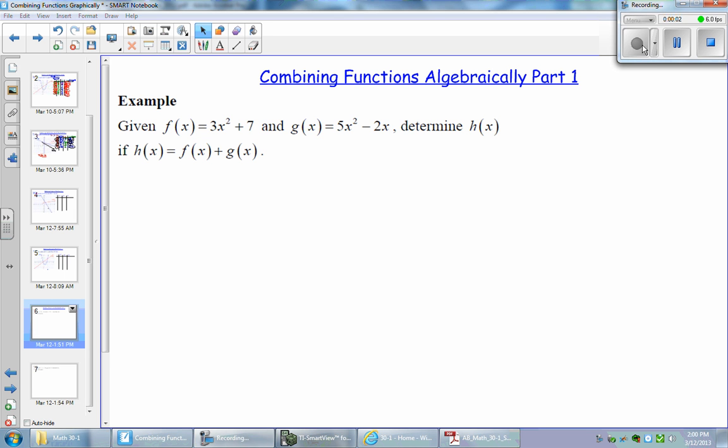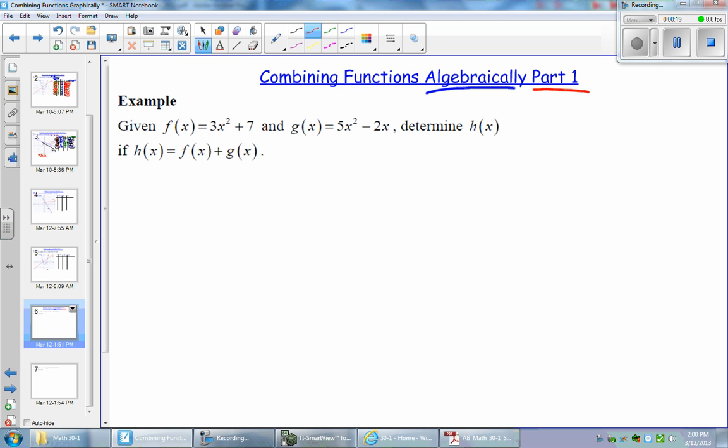All right, so now that we're done with graphing a combination of functions, we're going to look at how to find a combination of functions using simple algebra. And this is going to be part one of a series of lessons primarily focused on that. So here's my first example here.